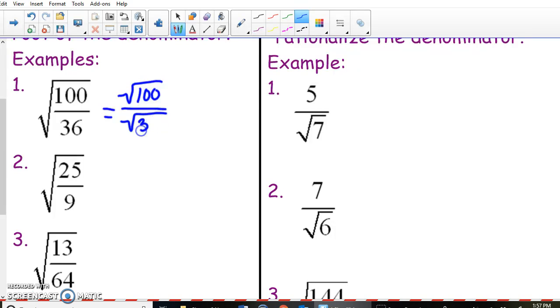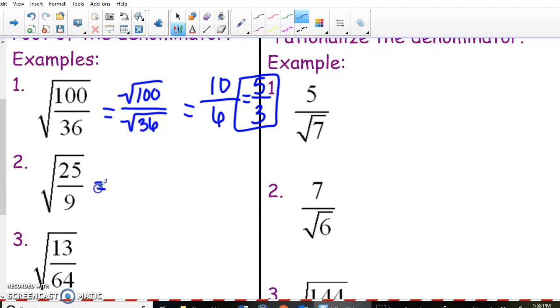If I'm taking the square root of that whole fraction, I can separate it out. Take the square root of the top number, the numerator, and the square root of the denominator. So the square root of 100 is 10, and the square root of 36 is 6. So I'd be left with 10 over 6, and then if I simplify that, I'll have 5 over 3 for my final answer there.